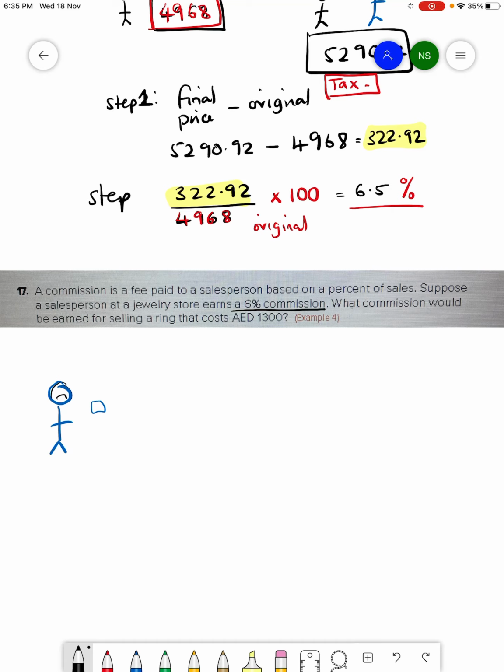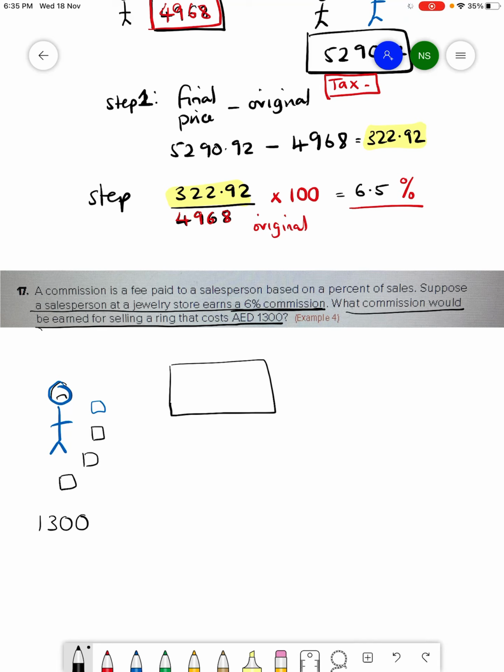Okay, let's have a look what he does. A salesperson at a jewelry store earns 6% commission. So that means if this is the amount of money he sells, so if he sells lots of things, and the total amount was, as they've written here, 1,300, what commission would be earned for selling a ring that cost 1,300? So today he sold a very expensive ring. Okay, let's put bling. There's his ring. He sold it. How much was the money? 1,300. He earns 6% of that. So if that's the 1,300, he earns a tiny slice. That's how much he earns, 6%.